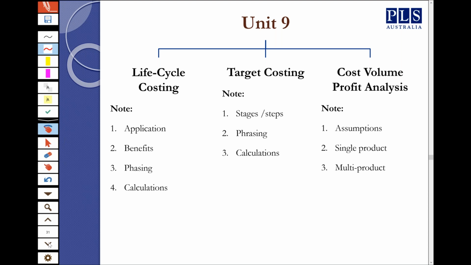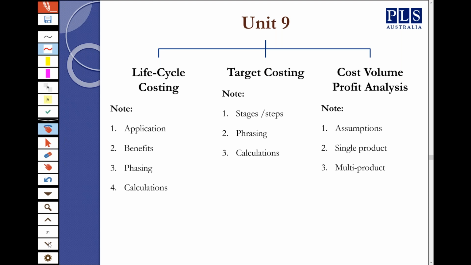And guys, you'll find that there are 3 concepts in here. They have life cycle costing, where I'd suggest you understand its application, the benefits, understand the phases, and be able to do your calculations. You've got your target costing, so I'd understand the stages or steps involved, the phrasing of a question, and the ability to do calculations. And then your cost volume profit area, which is where you need to understand the base assumptions, but be able to do single product and multi-product.